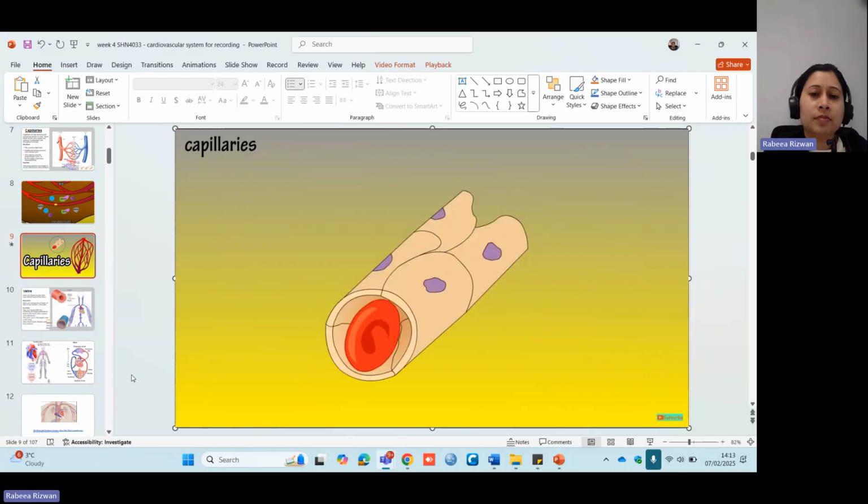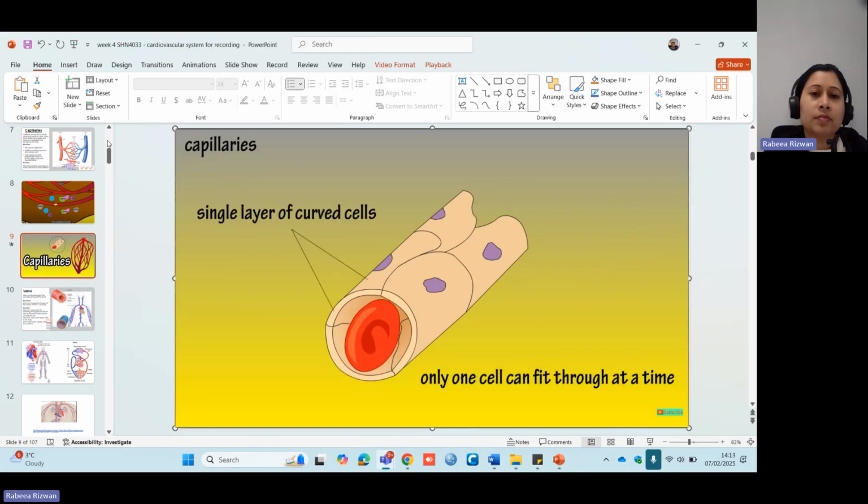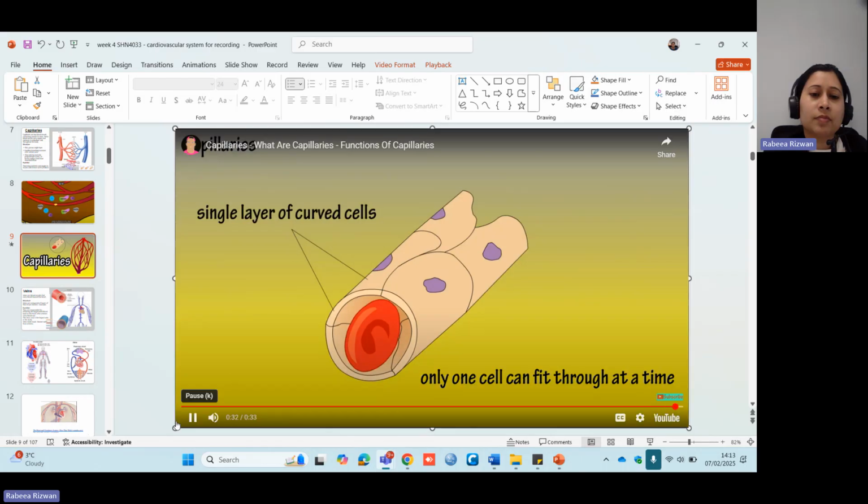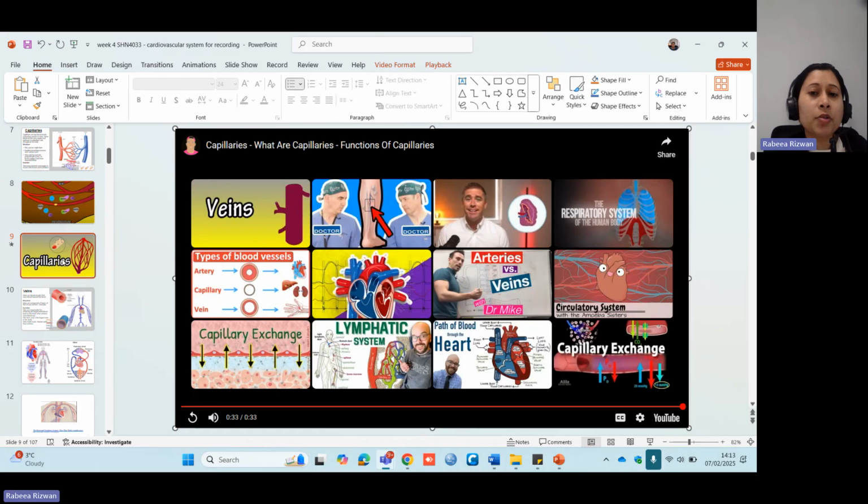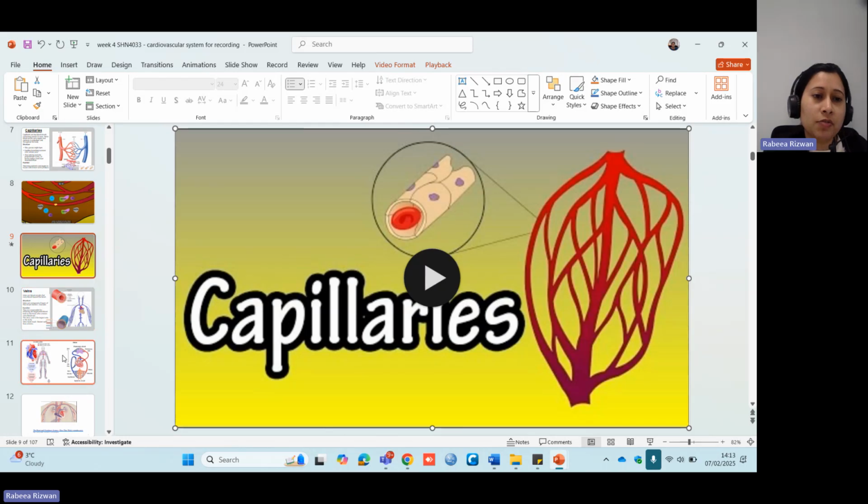Capillaries are so small that only one red blood cell can pass through at a time. They're made up of a single layer of curved cells that have tiny gaps between them to allow substances to move in and out of the blood. And that's capillaries. So I hope your concept is now clear by watching this video as well.